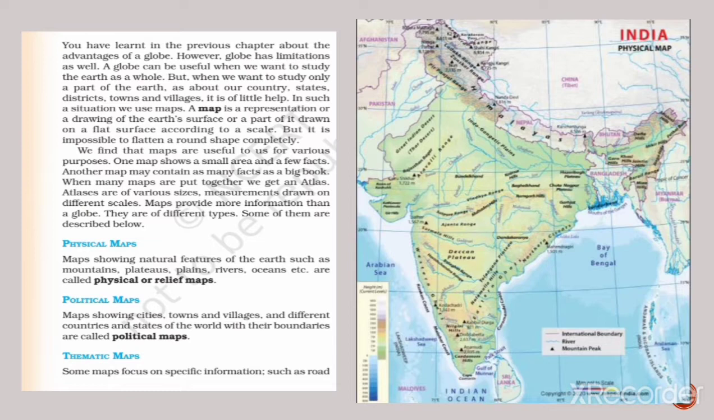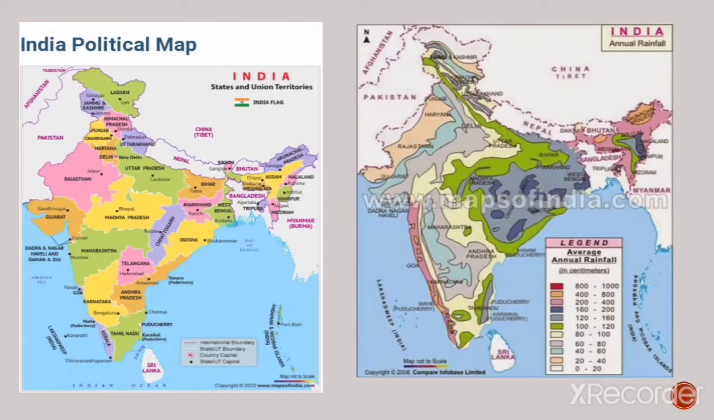Now let's discuss the second type of maps, that is political maps. In political maps, all the cities, towns, villages and countries and states along with their boundaries are marked. In the map, we can also see all the different states and union territories and their capitals marked with their boundaries.